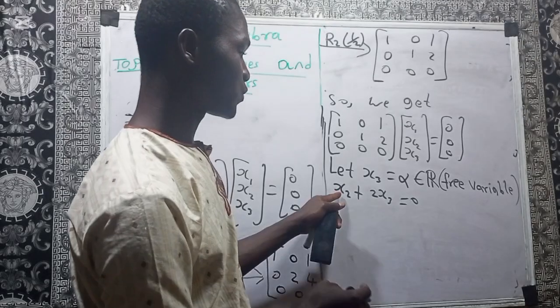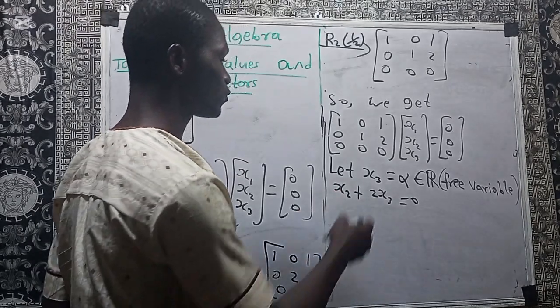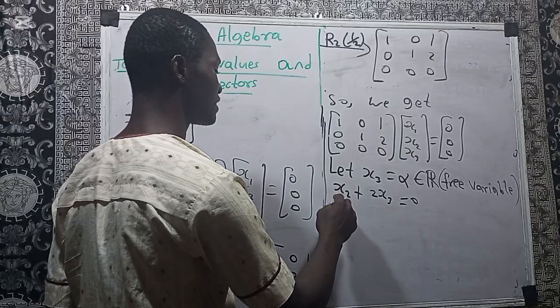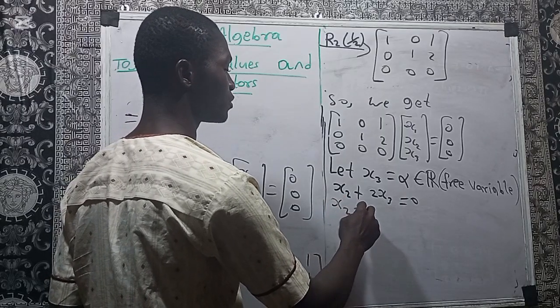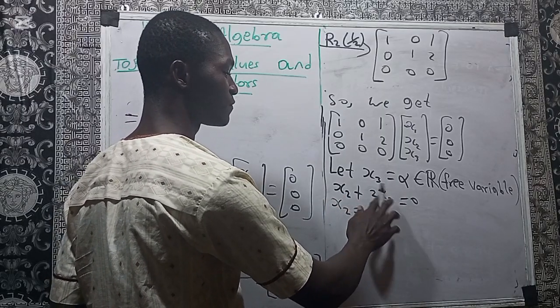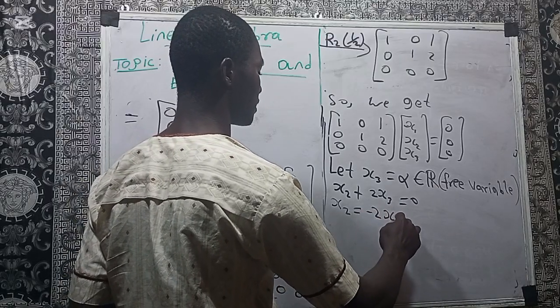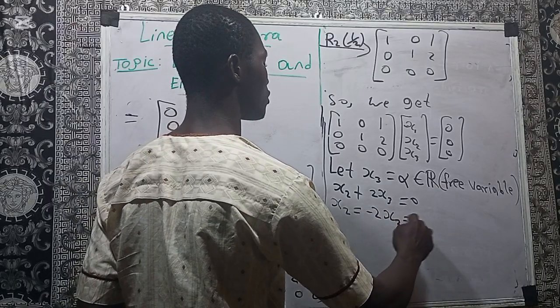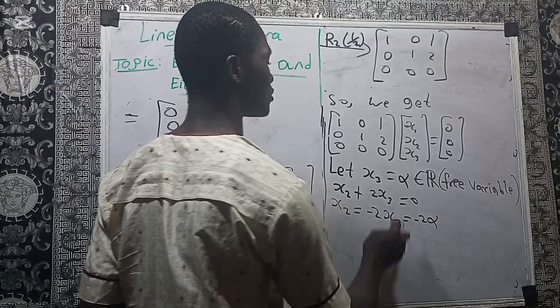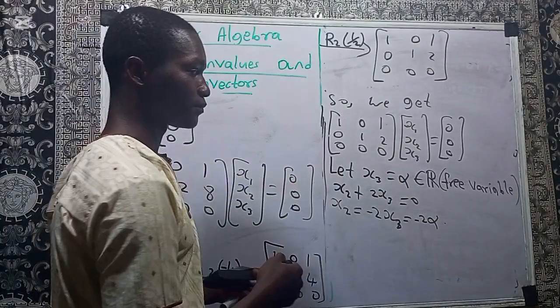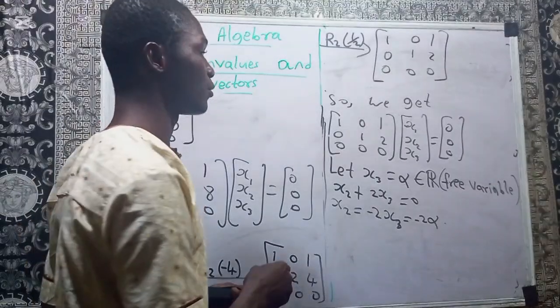We can make x2 the subject of the formula. Since we have already set x3 to be alpha, let's make x2 the subject of the formula. x2 will be equal to, you move this positive 2x3 to the right, we have negative 2x3. So this will be equal to negative 2 alpha because your x3 is what? Alpha, right?